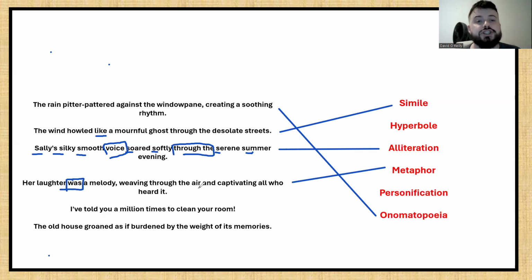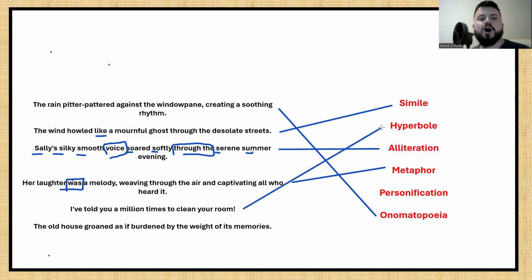Then we've got, I've told you 1,000,000 times to clean your room. You've probably heard your parents say that before. Of course, they haven't told you 1,000,000 times. Maybe they told you 3 or 4 times, but the reason they'd say 1,000,000 times is to emphasize the point that they're trying to make. They want you to go and tidy your room, okay? So which one is it? When we exaggerate, that's hyperbole.